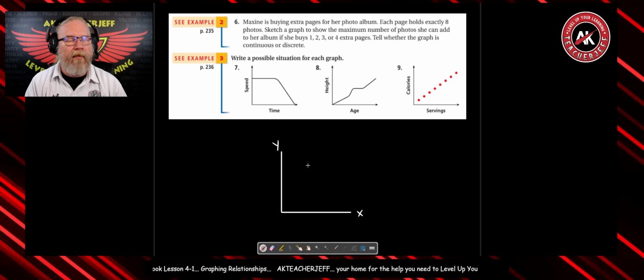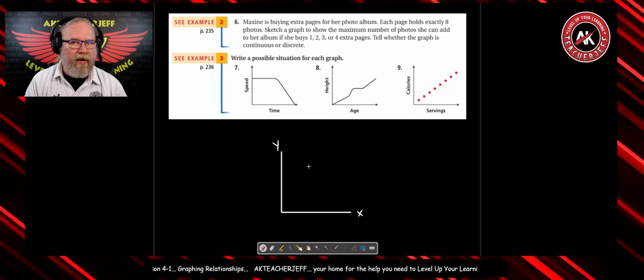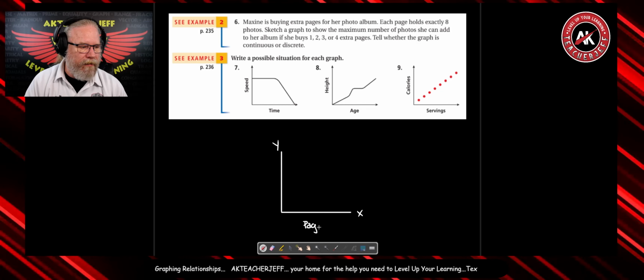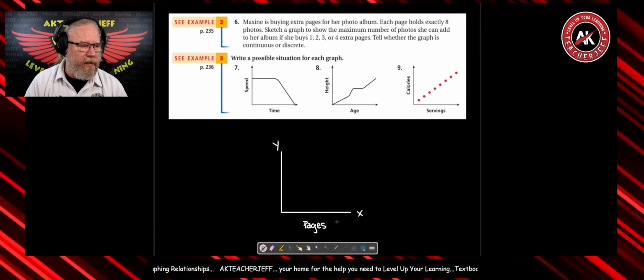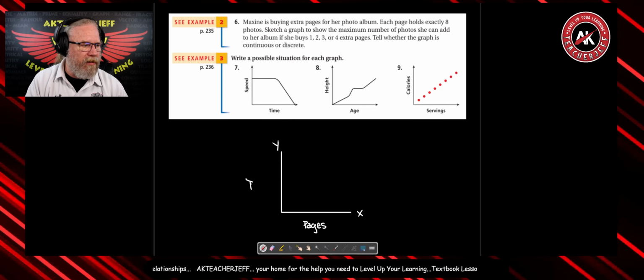However, the number of pages that she buys determines the number of photos she can have. So in this case, this is going to be pages. We want our x-axis to be the independent variable. One causes the other. And this is going to be photos over here.